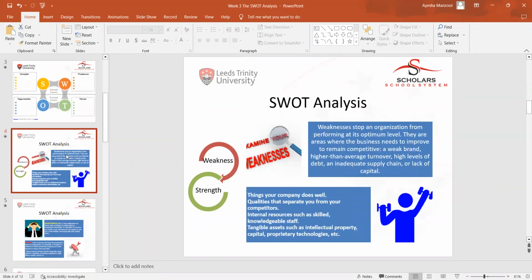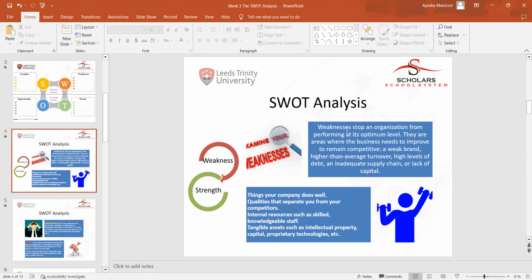Then we discussed strengths and weaknesses, in which strengths are things your company does well, qualities that separate you from your competitors, and internal sources such as skilled, knowledgeable staff and tangible assets such as intellectual property, capital, property, and technology. So basically, we started the discussion on the SWOT analysis with the strengths and weaknesses of businesses in general, and then we moved towards the definitions.